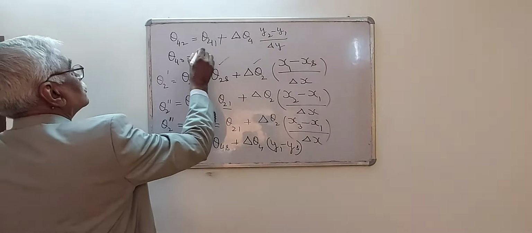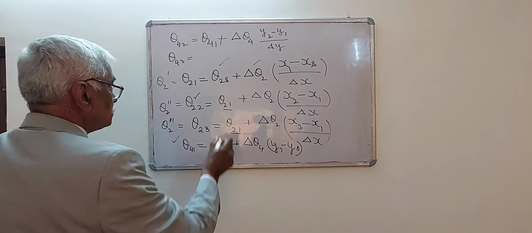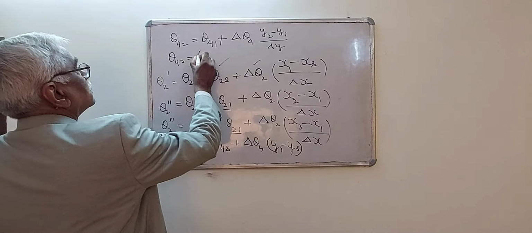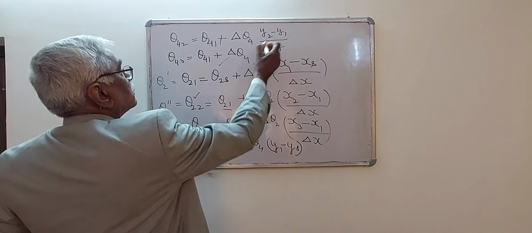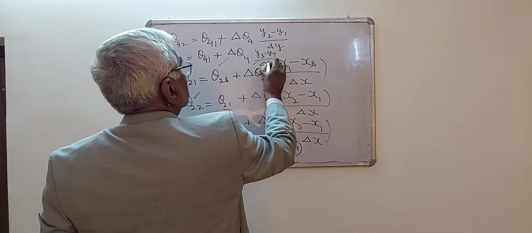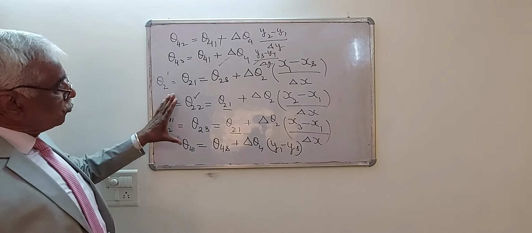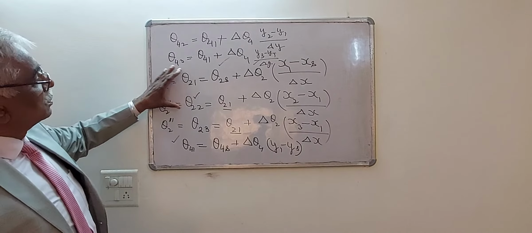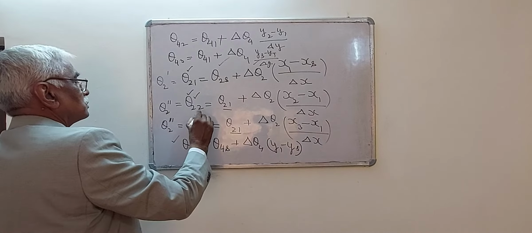Theta 4 3 is equal to theta 4 1 plus delta theta 4 times y3 minus y1 divided by delta y. So our intention is to find the three values of output link rotation corresponding to the three values of the input link's rotation.